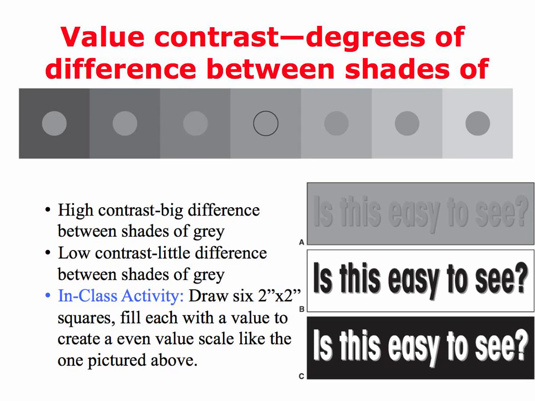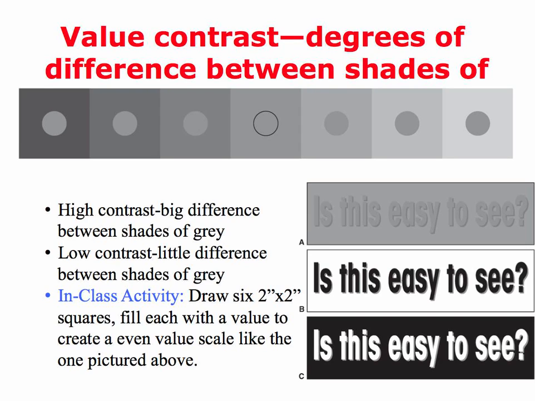The circle and square in the middle, the circle has a black line around it because those are actually the same shade of gray. When we say that there's high contrast, there's a large difference between shades of gray, whereas a low contrast, there's very little difference between the shades of gray.